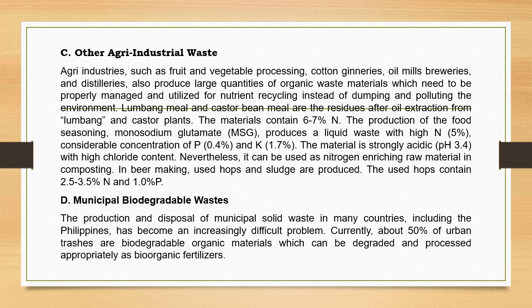In beer making, used hops and sludge are produced. The used hops contain 2.5 to 3.5% of N and 1% of P.